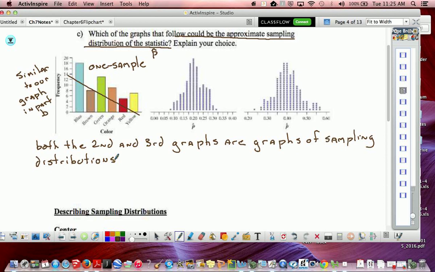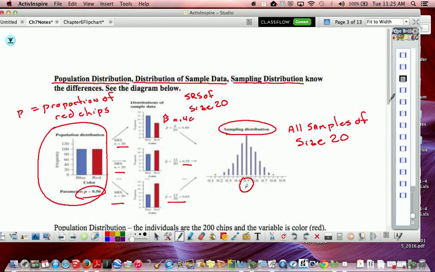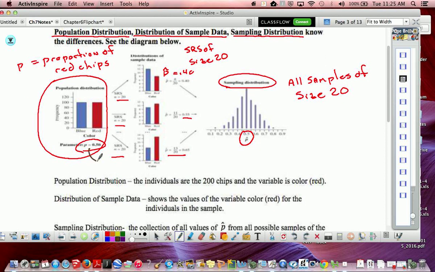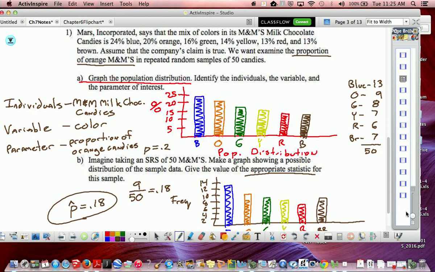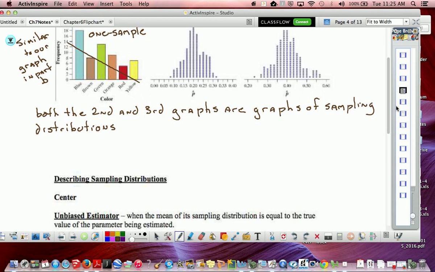What's probably the best thing to look for? What did we notice when we did the red chips? What did we notice about our population parameter and our sampling distribution statistic? They were the same. So the population parameter here is 0.2, and when I look at my sampling distribution, it should center around 0.2. This one centers around 0.2. This one, the center of p hat is at about 0.40. So we want to note that here.